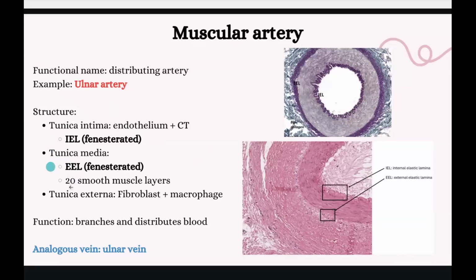It has an internal and an external. So you can see it here very clearly. This is the internal elastic lamina, and this is the external elastic lamina. The internal elastic lamina is in the tunica intima, and the external is in the tunica media, between the media and the externa. So yeah, you really have to identify these two. So yeah, in the tunica intima, we have internal elastic lamina. Tunica media, we have external elastic lamina, and we have 20 smooth muscle layers.